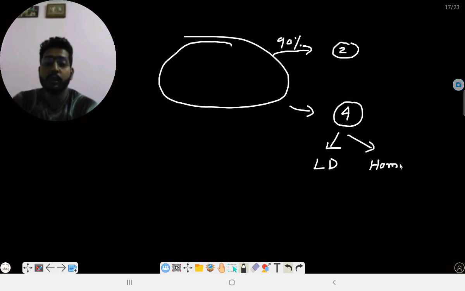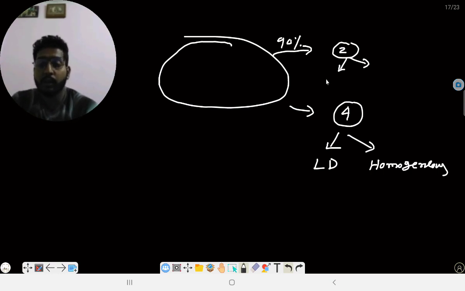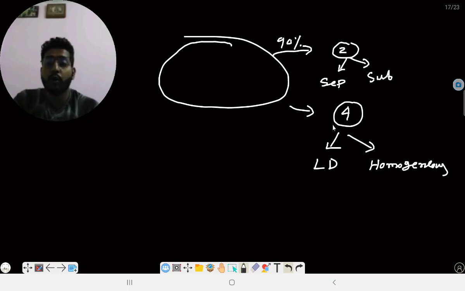Those are the chances, 90% chance, not necessarily that will be the case, but in 90% of cases, if it is a 2 marks question or 1 marks question, then the chances are that it will be separation or substitution, anyone. And if the question carries 4 or more than 4 or 3 marks like this, then there is a chance this will be a linear differential equation or homogeneous. So marks are also important, so depending on that you have to check.